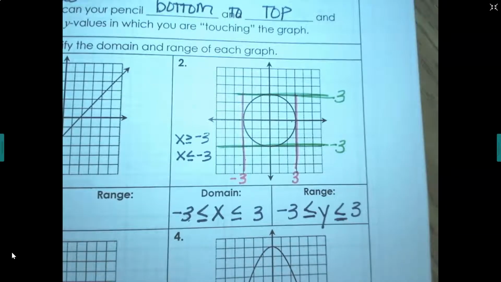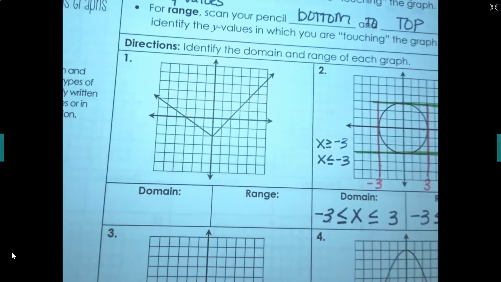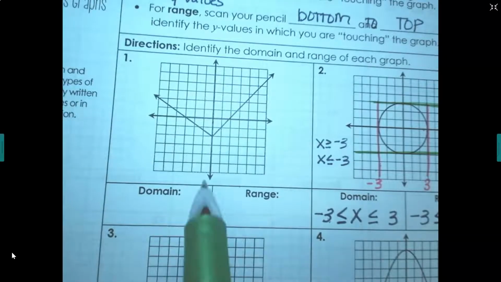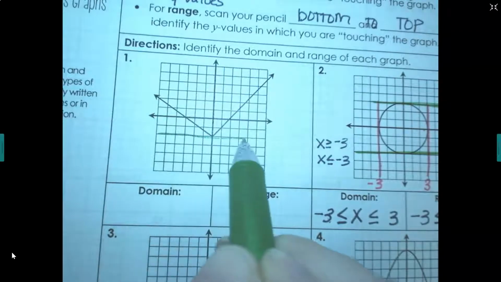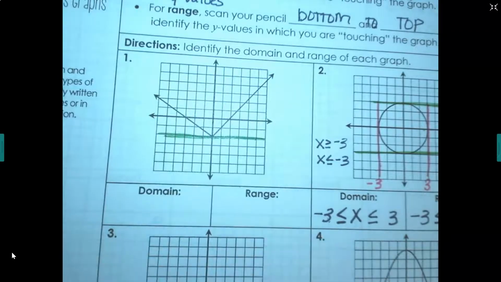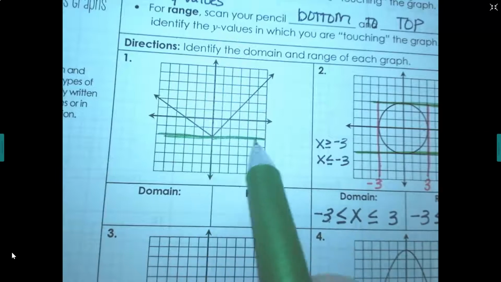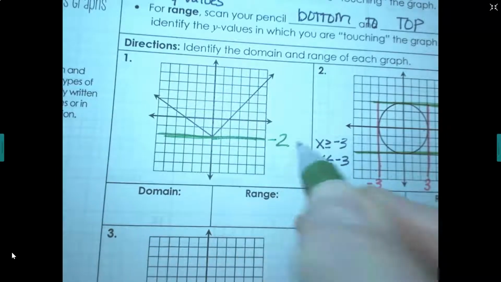All right, well, let's try it again. We'll try one that's a little bit harder. We'll go back over here to number 1. Let's start with our range to begin with. Our range, remember, is a y value. So I'm looking, is there a very bottom of this graph? I do see that the graph does not pass right here. Okay, that y value at that point is -2.